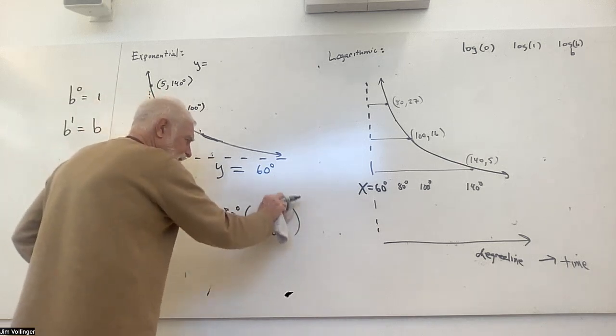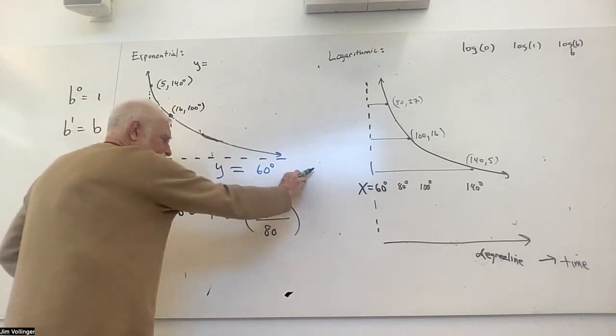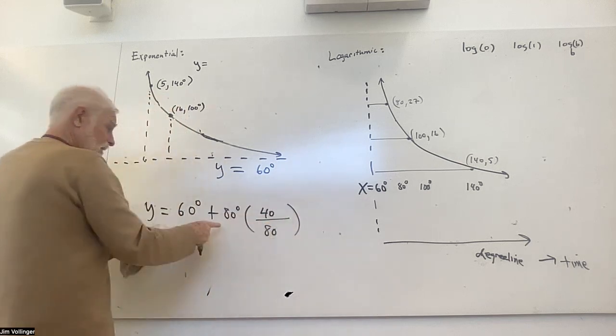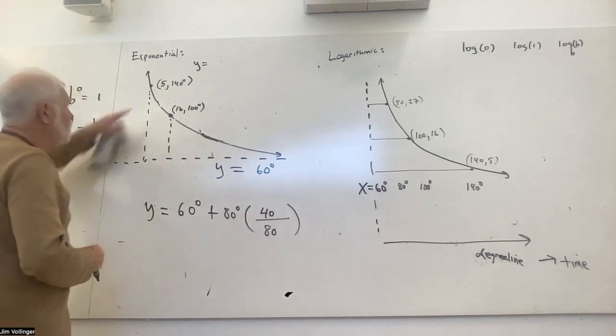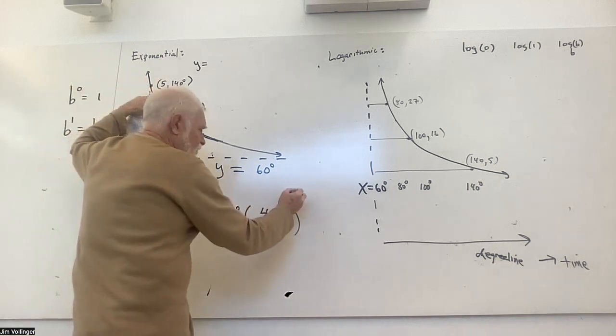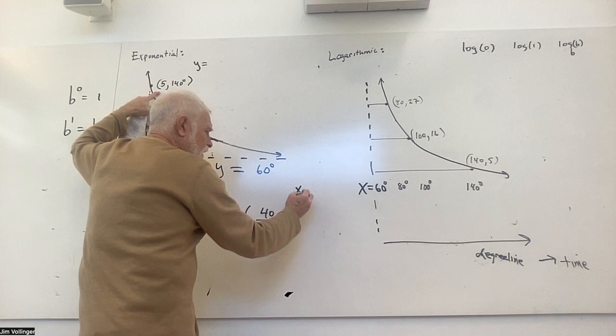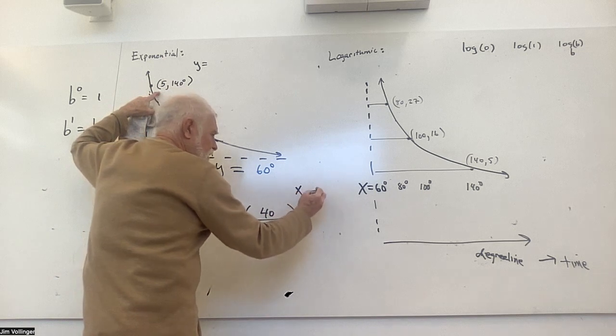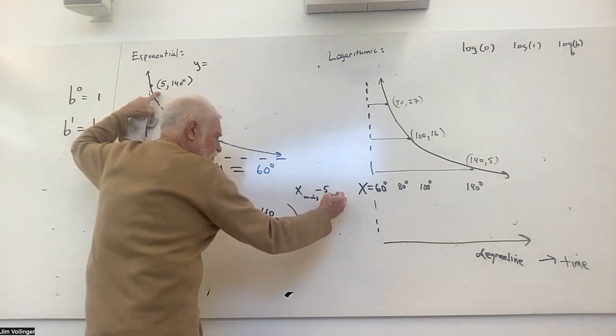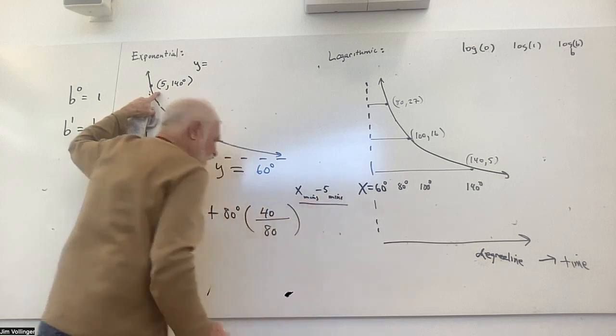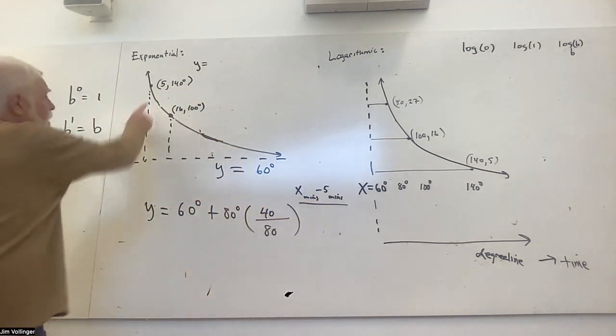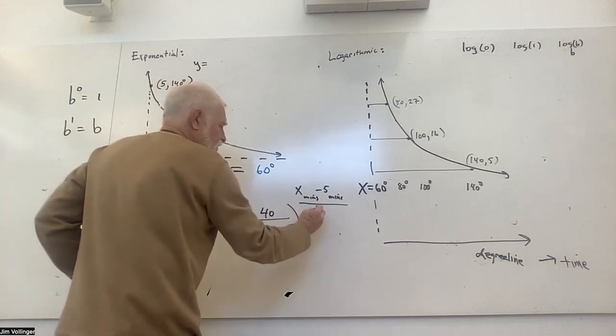So I'm getting a shift now from time to degrees. Right? And what time is important here? 5. Maybe I should put a t here. Now I'll put an x. X minutes minus 5 minutes, divided by the change in time. 5 to 16 is 11 minutes.